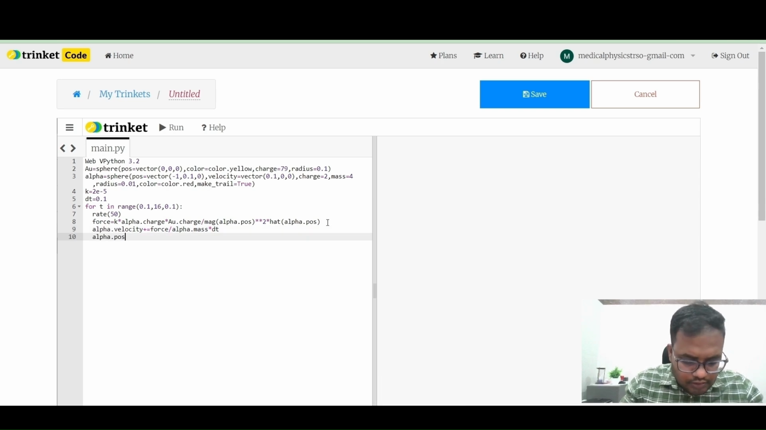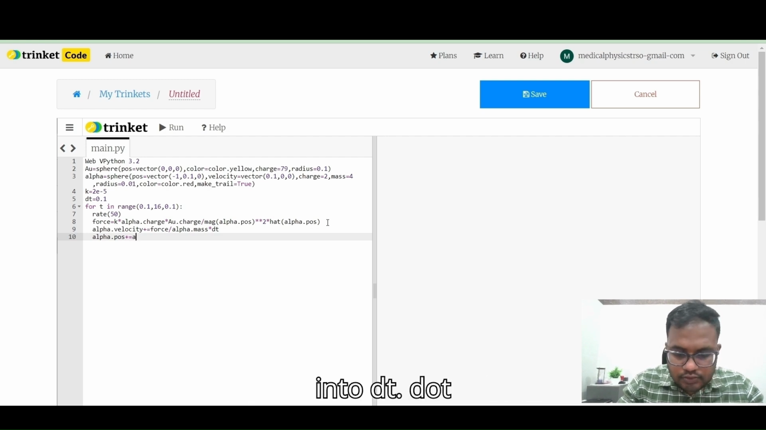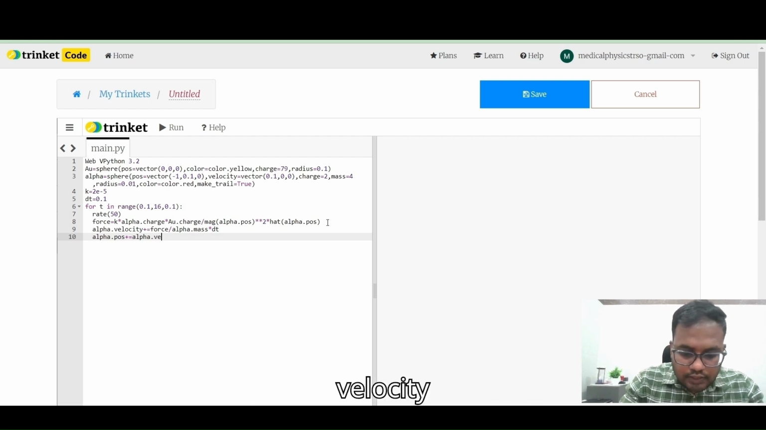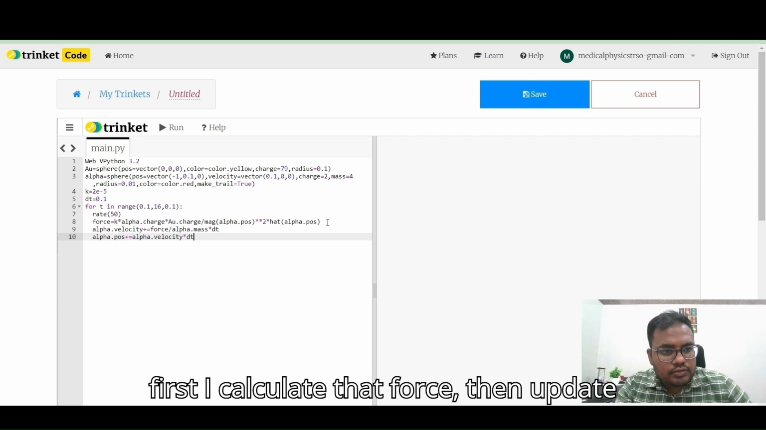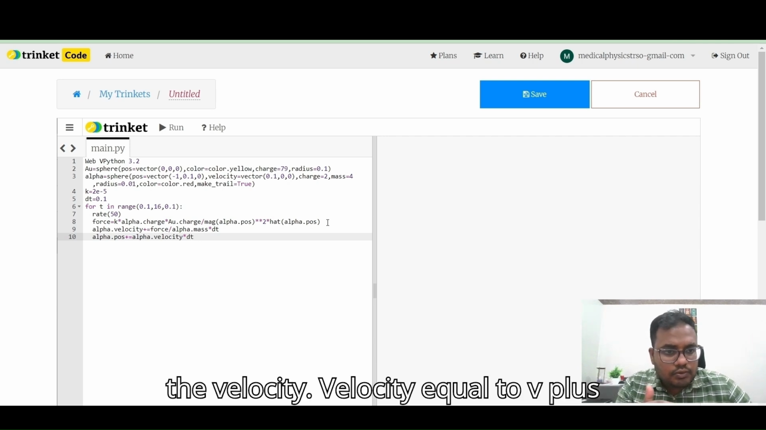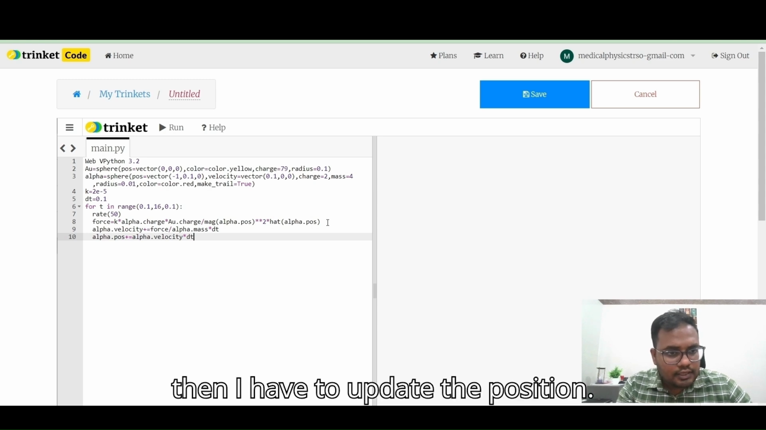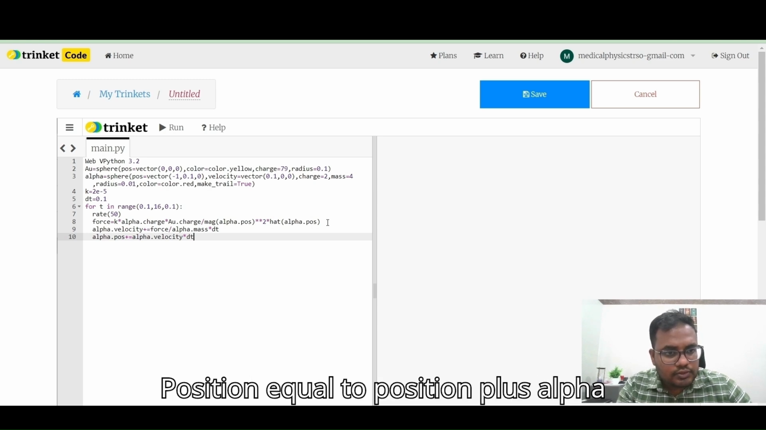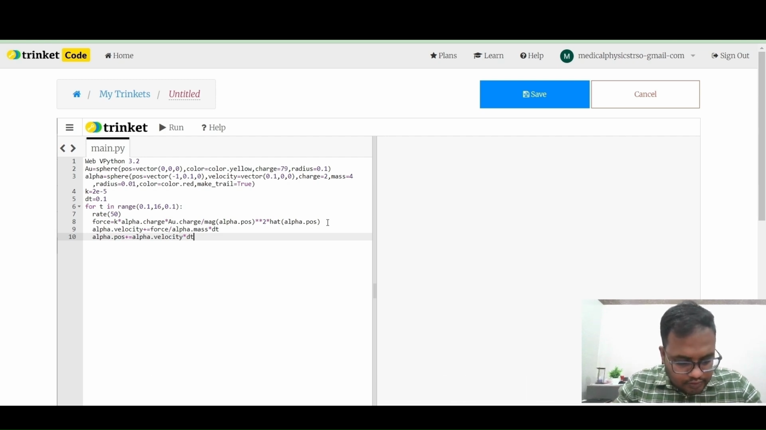alpha.pos equal to alpha.pos plus alpha.velocity into dt. So first I calculated the force, then updated the velocity equal to v plus force by mass into dt, okay, and then I have to update the position equal to position plus alpha.velocity into dt. Nice, okay. So that's it.